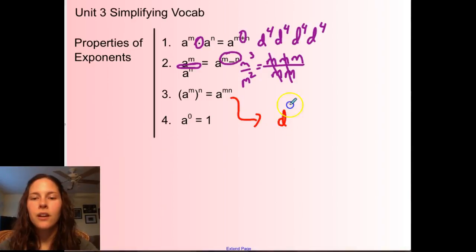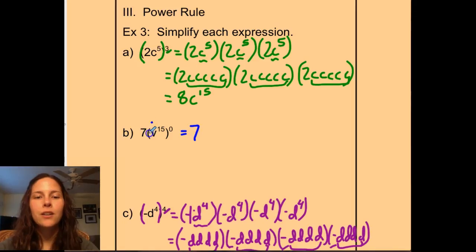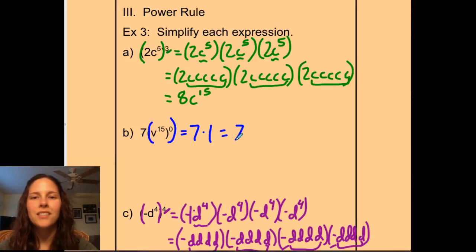This one, our last example again, was d to the 4th to the 4th power. After we worked this out the long way, we ended up with d to the 16th, which means we multiplied those powers together. And finally, we did see one example where we had something to the 0 power and it canceled, so we multiplied 1 by the 7. I didn't talk about that explicitly, but right here, all of this turns into 1. 7 times 1 is still 7.